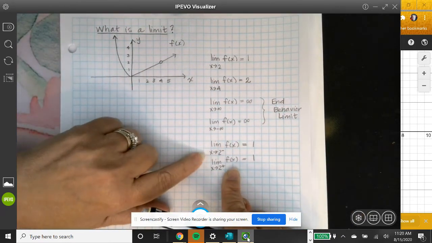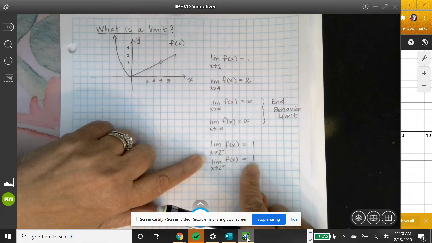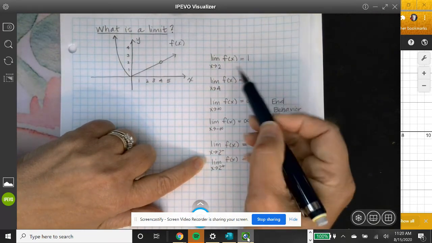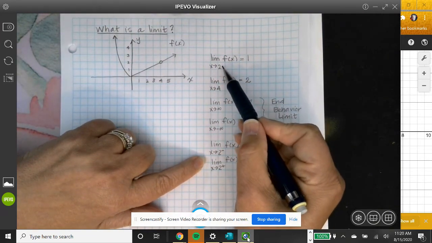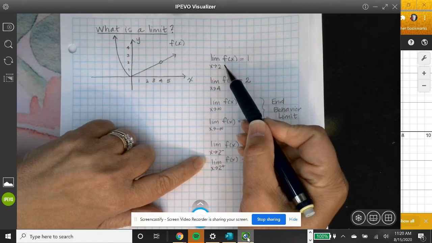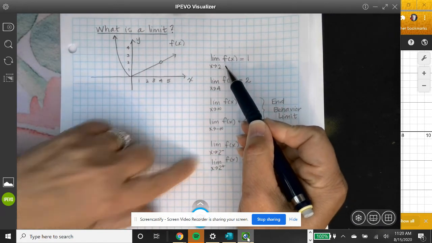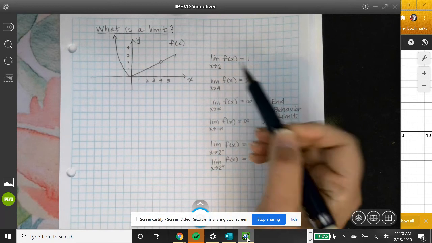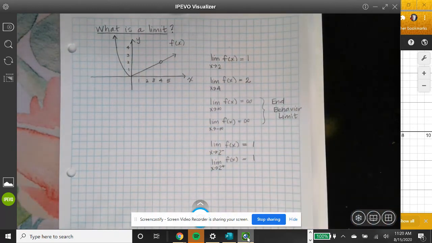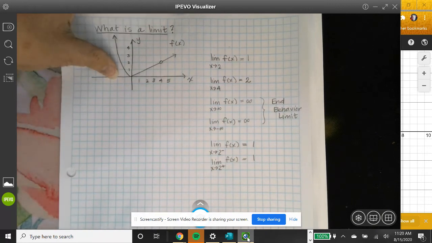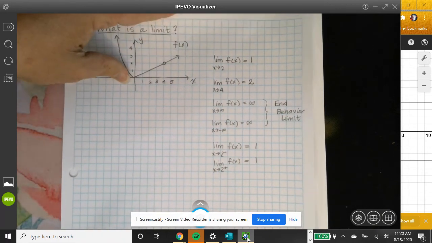Now in this case, those limits are equal. So therefore, the limit as x approaches 2 from both sides, which is what this implies, exists because we're approaching a singular y value. Okay, so this perhaps generates a discussion on when a limit doesn't exist. So let's do that really quickly.